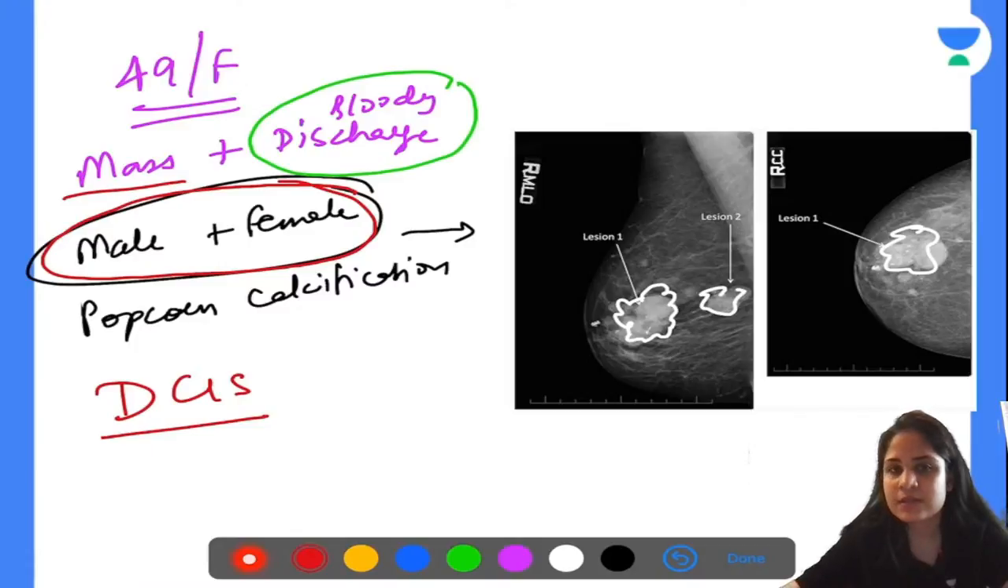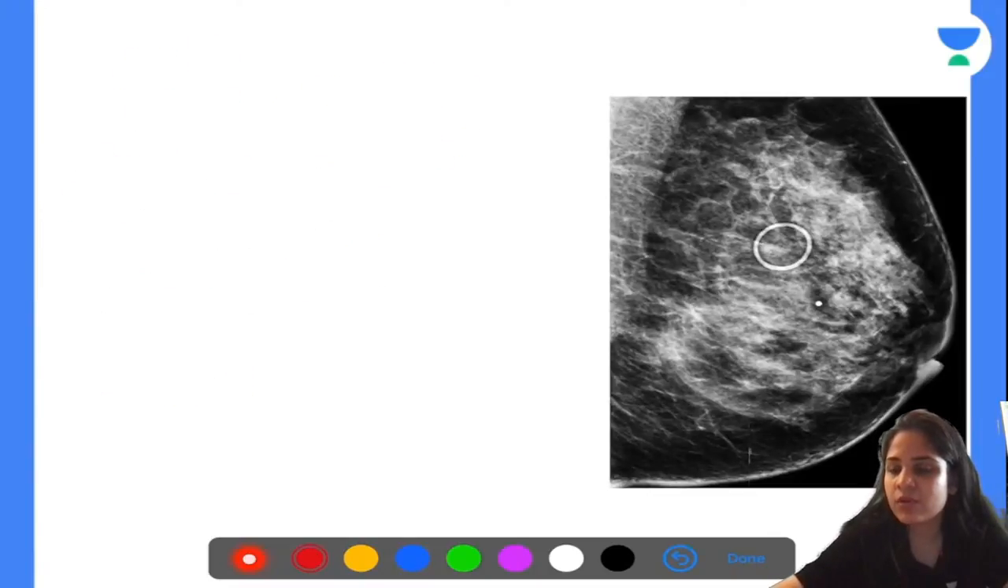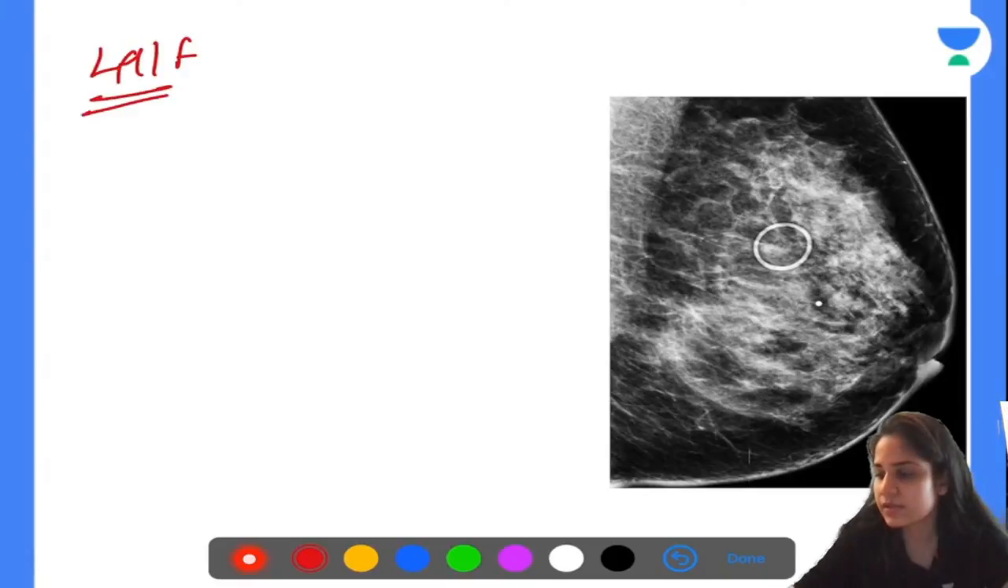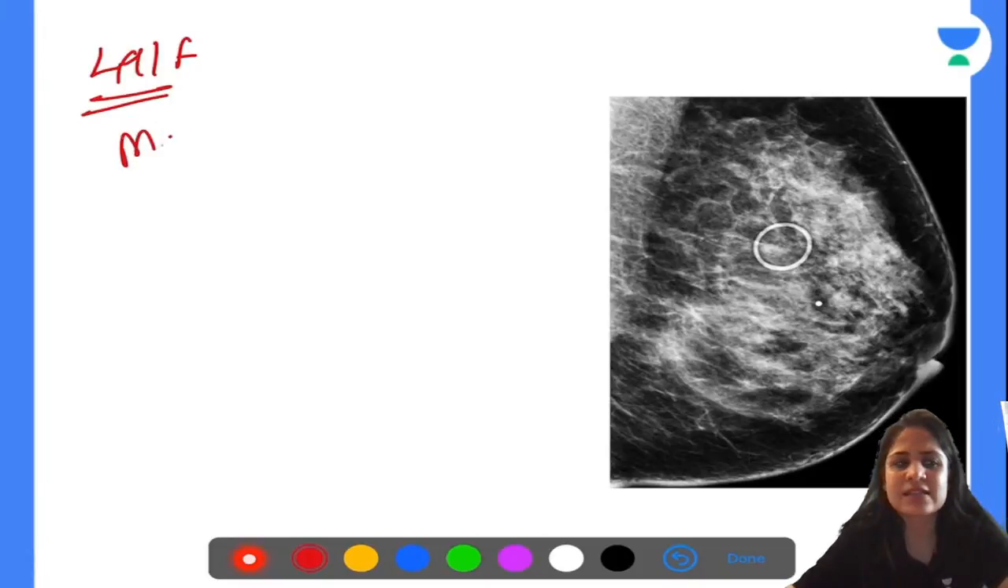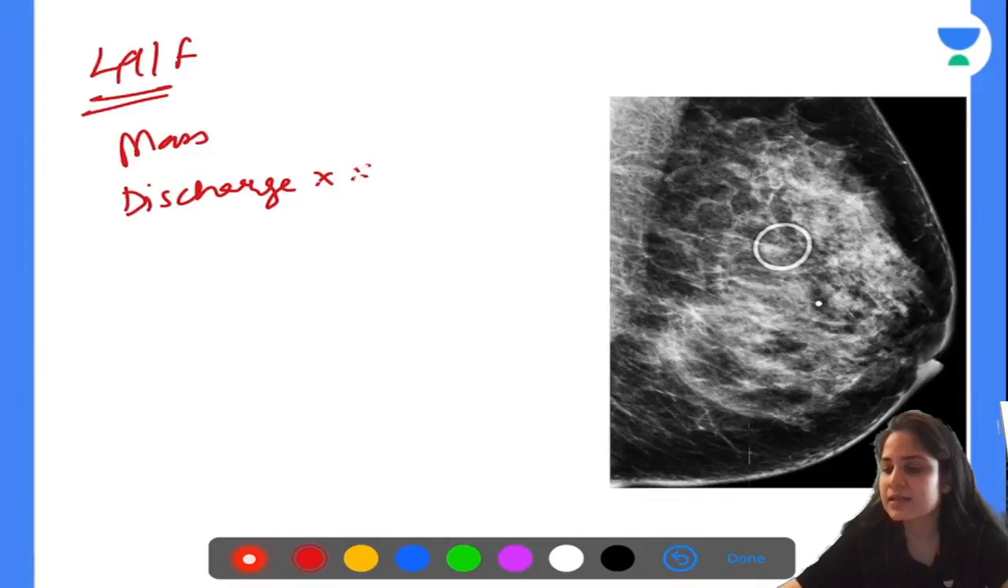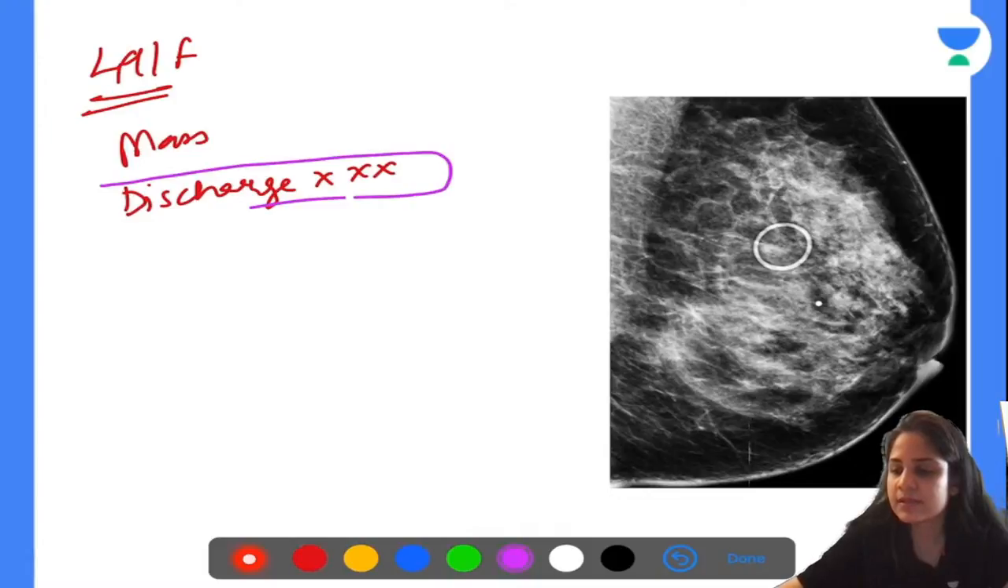Okay. Now this is another 49-year-old female. She's coming to you. She says she has only noticed a small mass. Okay. There is no discharge that is present. She says, just while self-breast examination, I think there is a mass. But you ask her about discharge, she says, no, there is no discharge. Okay. And this kind of tumor is exclusively present in females.